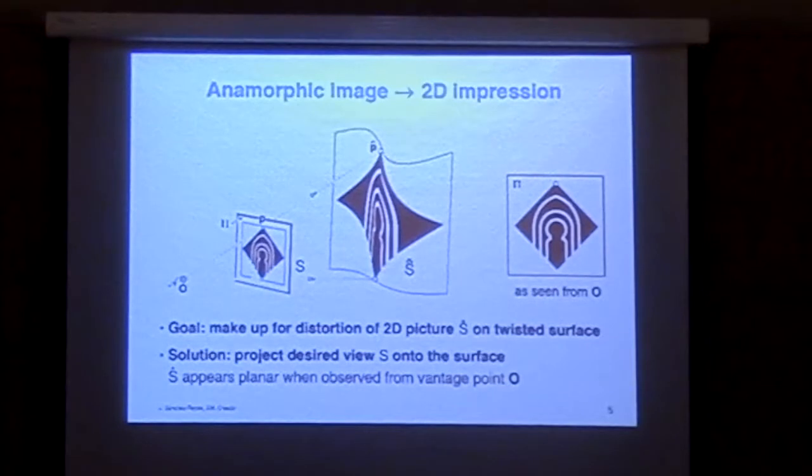And in fact, you can use that technique for the opposite goal. Instead of achieving a 2D-to-3D impression, if you have something that is distorted, for instance, this logo on this surface, which is warped, then using this technique you can make up for the distortion, so that when you are at the vantage point, you see the logo as if it were planar. So you can use it either way to give a 3D impression, it's just a matter of projections.